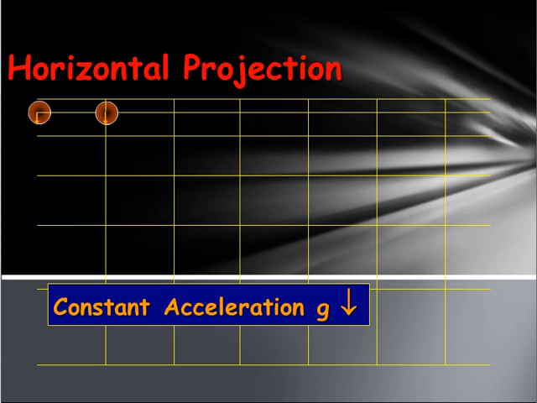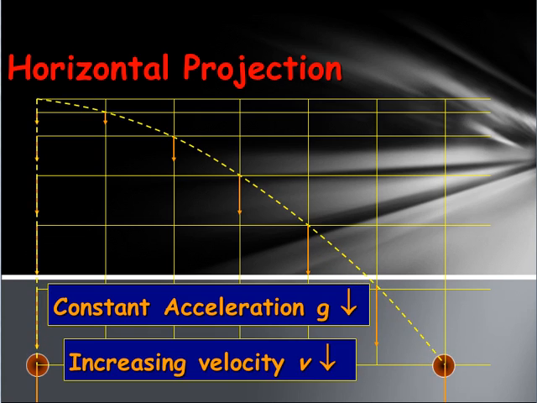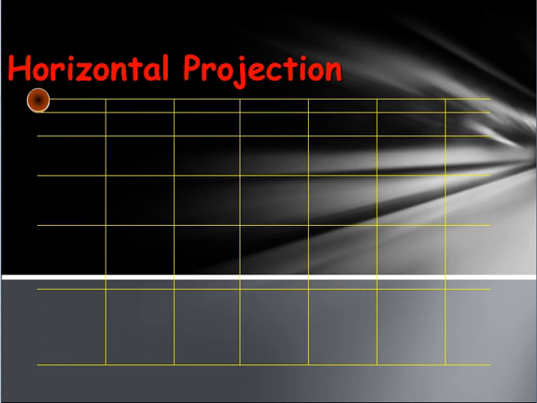Okay, so we've got constant acceleration, and that's due to g. That means that the velocity is continually getting larger the longer that it's in the air. The further that it falls, the larger that the velocity is. Notice the parabolic motion that it follows as it goes down.